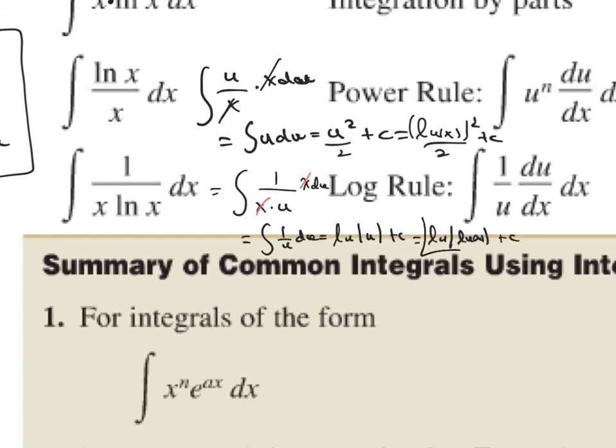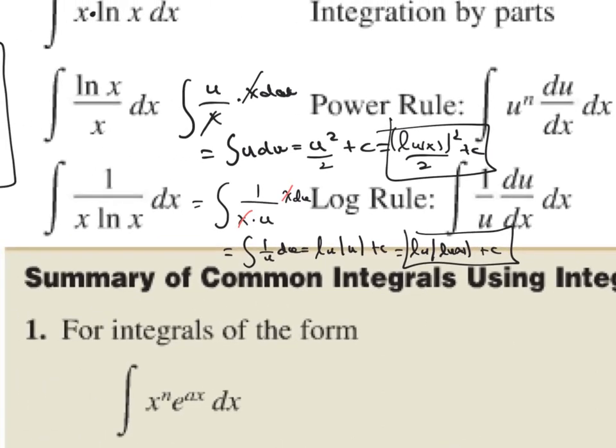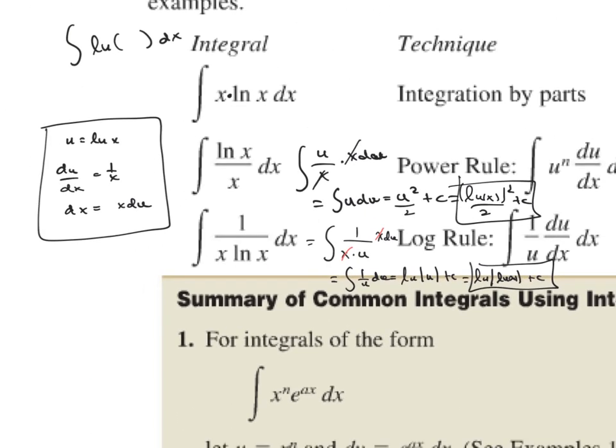Seems crazy, but that's actually what it would be equal to for those two problems. And you can see that's exactly how they got that answer right there: the natural log of the absolute value of the natural log of x plus c. So three very similar looking problems with three totally different techniques in solving them. How do you know which technique to use?